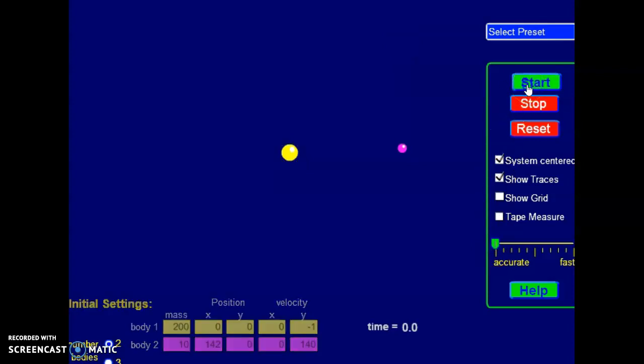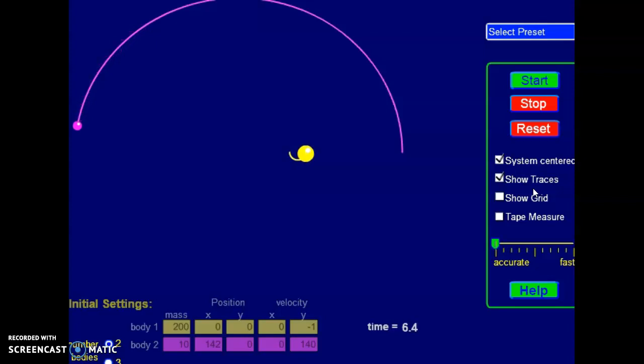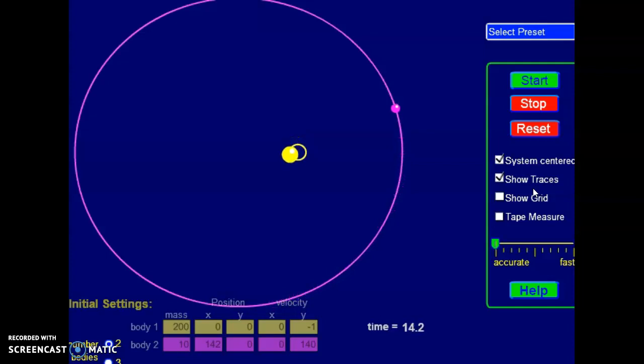I'm going to hit the start button, and I have this pink object here, I guess we could call it a planet or an object, either way, orbiting the yellow object, which kind of looks like the sun, right? So that object orbits the yellow object, but notice what the yellow object is doing. It also seems to orbit on this tiny orbit, right? Well, that's gravitation.